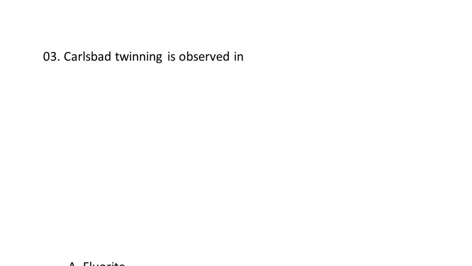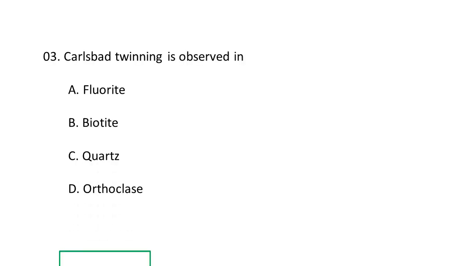Next question. Feldspar twinning is observed in A. fluorite, B. biotite, C. quartz, D. orthoclase. Feldspar twinning is observed in orthoclase. This is commonly observed in orthoclase, and feldspar twinning is a type of twinning that occurs in both monoclinic and triclinic feldspars. In orthoclase, it forms a penetration twin where two intergrown crystals are rotated 180 degrees from each other about the axis. So D is the correct option.